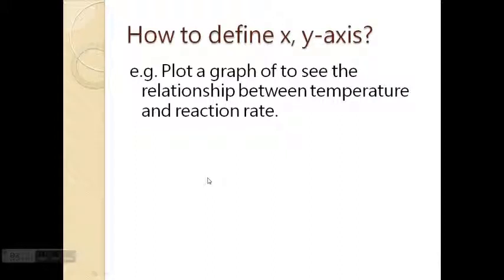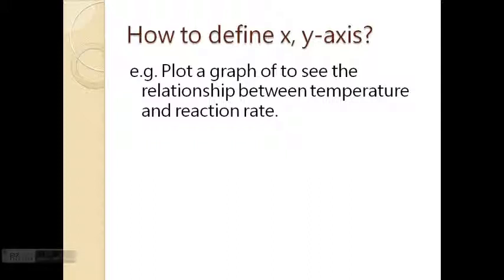So usually when you face a problem, like plot a graph to see the relationship between the temperature and the reaction rate, you have lots of temperatures. Say in the reaction, you test 10 degrees, 20, 30, 40, 50, and then you have the relative reaction rate of them. But the only problem is how do you define which one to put in the x-axis and which to put in the y-axis? Do I need to put the temperature in the x or y-axis? And how about the reaction rate?